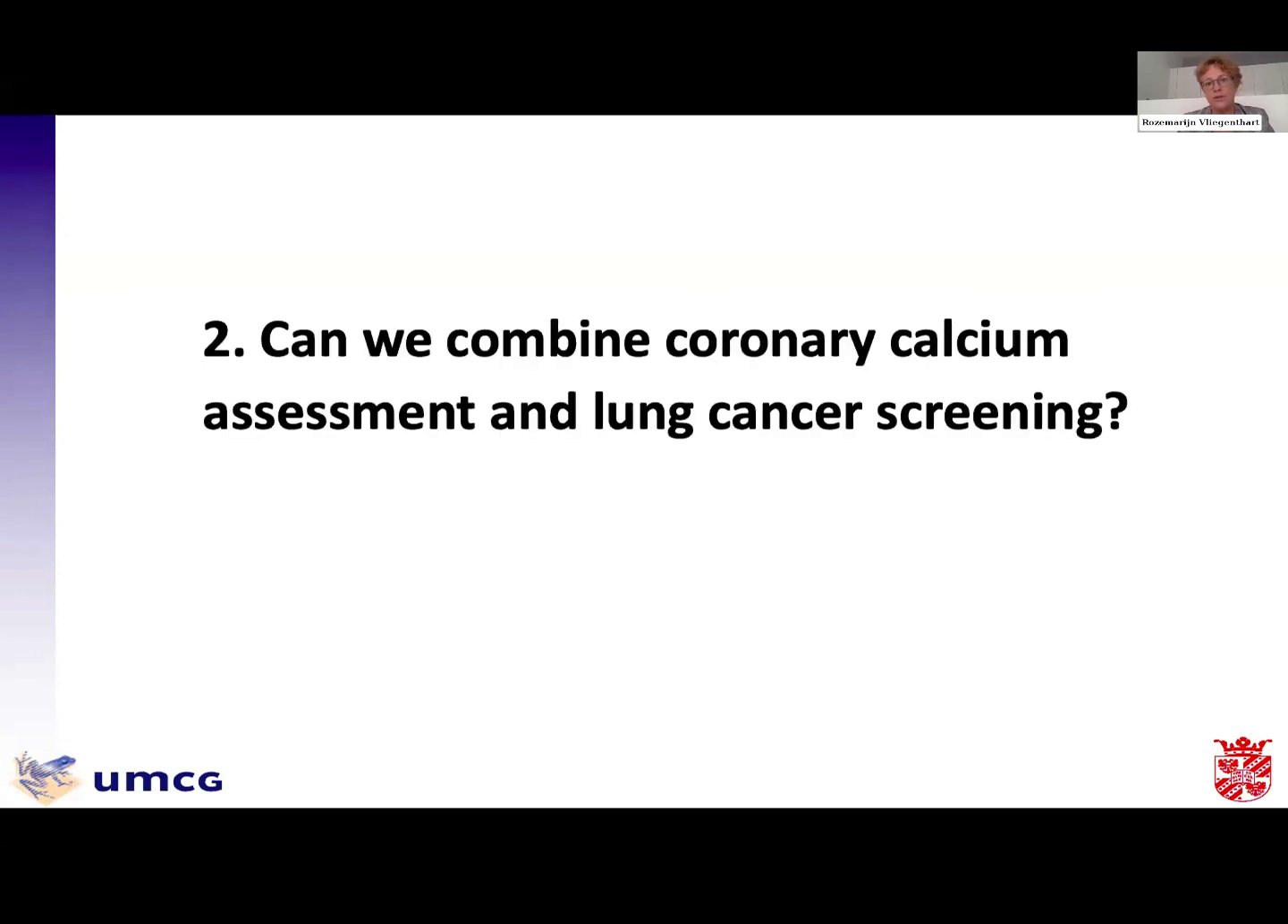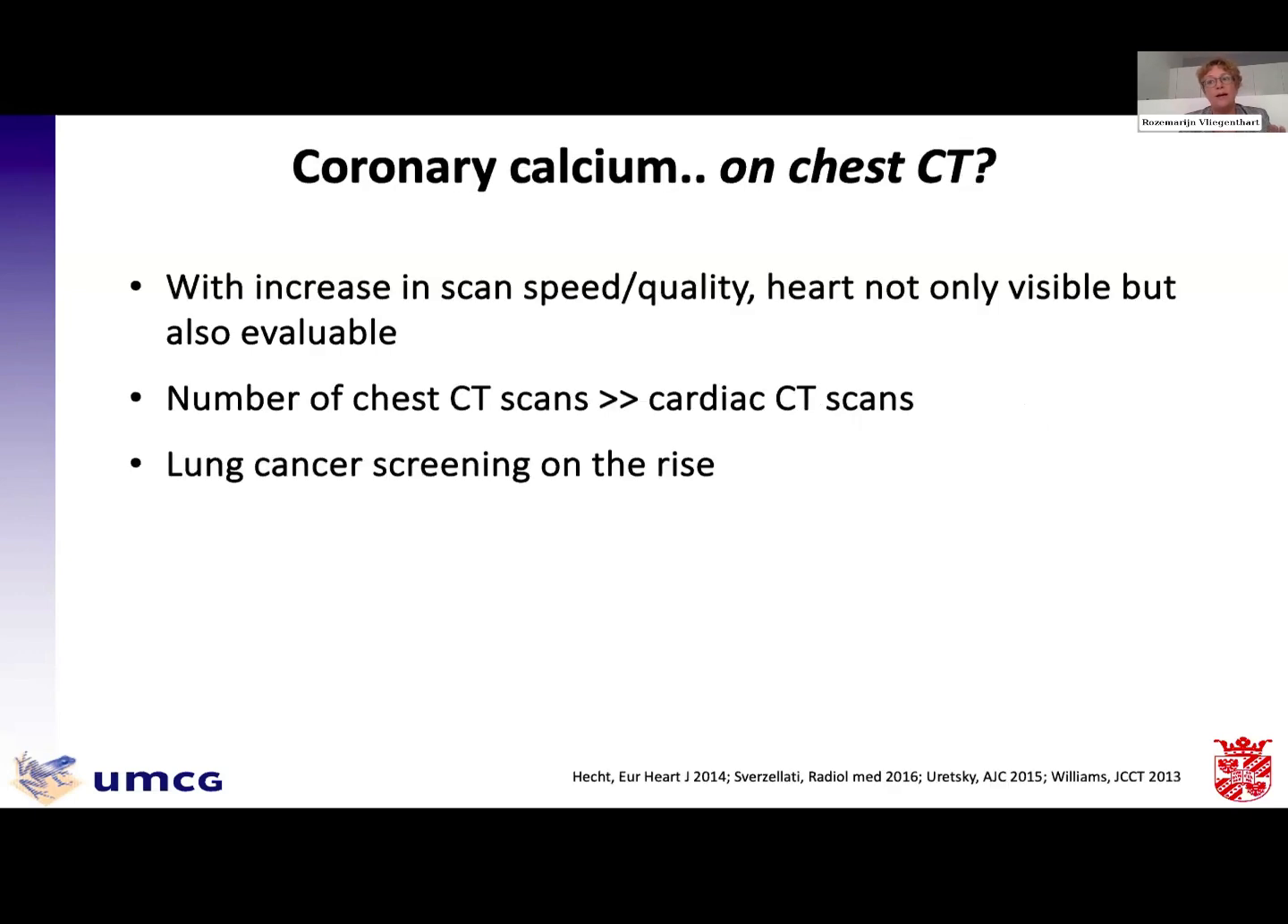Now, let's turn to the second question. So now that we know that this calcium score and the amount of coronary calcification really is important to identify those at elevated risk or very low risk, can we use this evaluation also in lung cancer screening? The background is that, of course, the heart is visible on a chest CT, actually on any chest CT, not just in lung cancer screening.